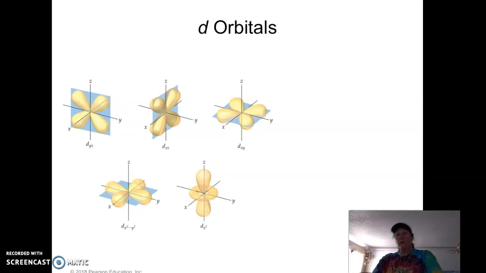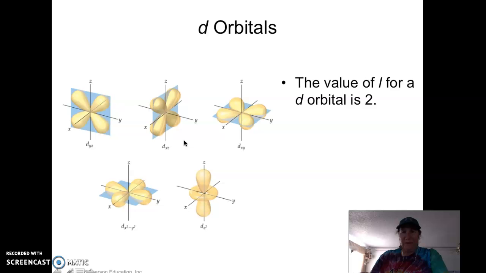Now, when you get to the d orbitals, now there's 5 of them. So again, there's 1 s, there's 3 p, there's 5 d, there's 7 f, okay? These guys start to get a little funky, you know what I mean? Now these are 4 lobes, but again, there's only 2 electrons here, 2 electrons here, 2 electrons here, 2 electrons here, and 2 electrons here.